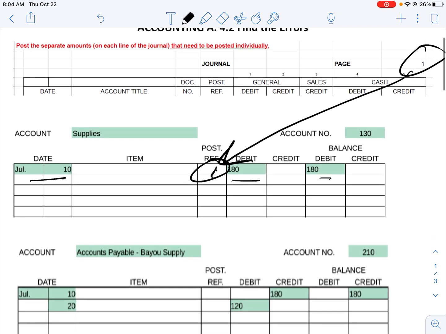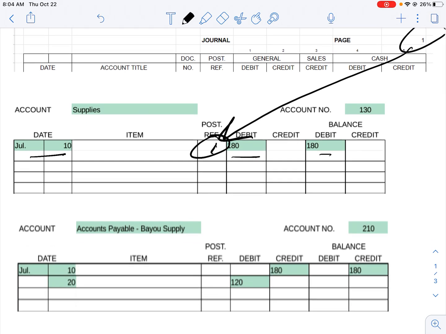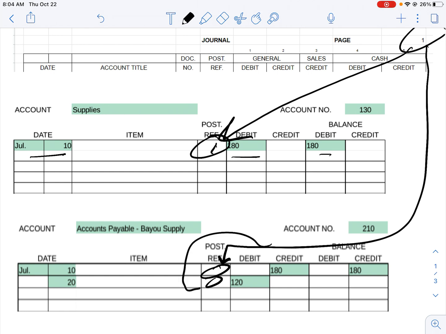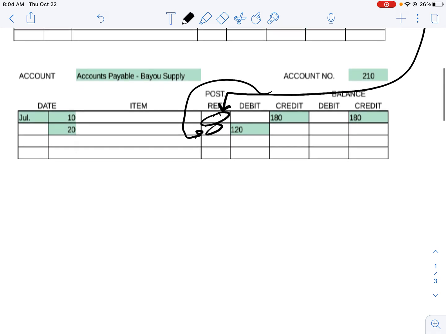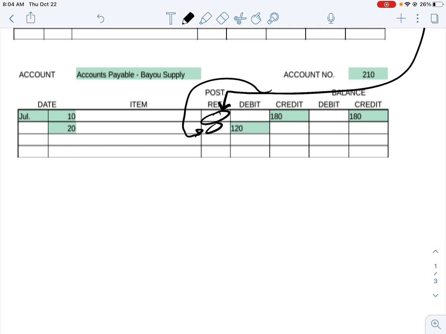Next thing, as we move down a little bit, look at Buy Use Supply. The first thing we'll notice is our post reference isn't filled out. Again, that is coming from journal page 1. That is telling us where we got this information from. Next, as we scroll down here, you'll notice that we do have a balance for the first transaction, but the second transaction is missing a balance.